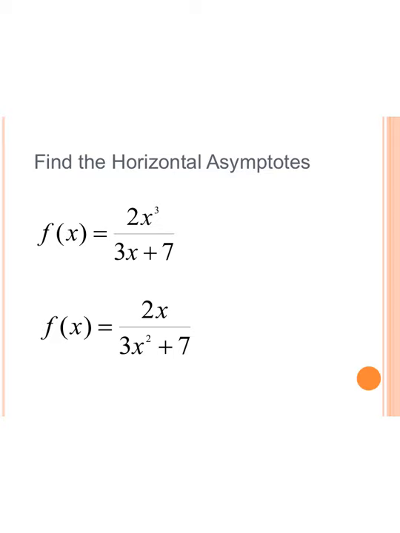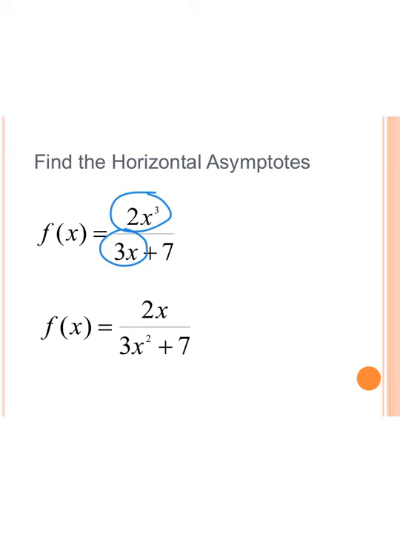All right, let's go ahead and apply this. So what we're going to do is identify our largest terms by looking at the degree. For our numerator, there's only one term to look at. We have 2x cubed, and that's going to be of degree 3. For my denominator, 3x is going to be my largest term because it has the highest degree.